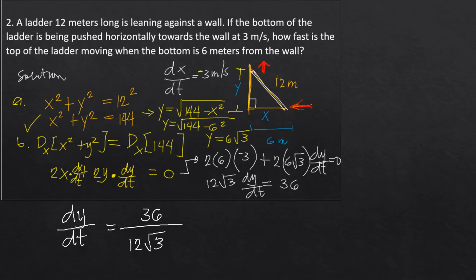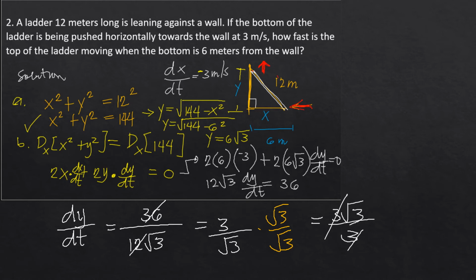Okay, and then we cancel this out. 36 divided by 12 is equal to 3, so we have 3 over square root of 3. Then we rationalize, so that will be 3 square root of 3 over 3, cancel. So the answer is square root of 3. So what does dy over dt mean? That is square root of 3 meters per second.